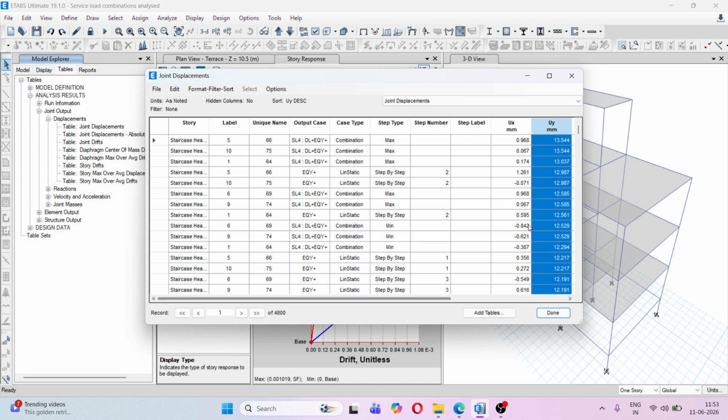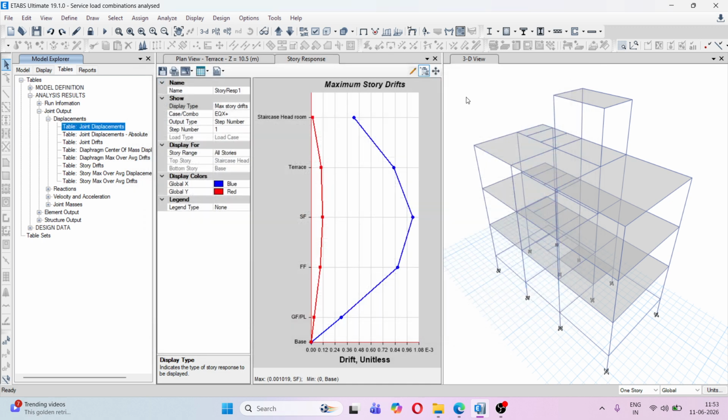So I hope the concept related to the story drift and displacement is clear to you.